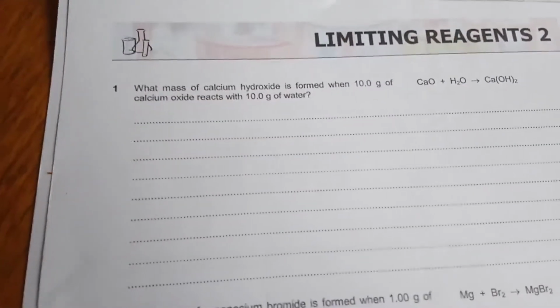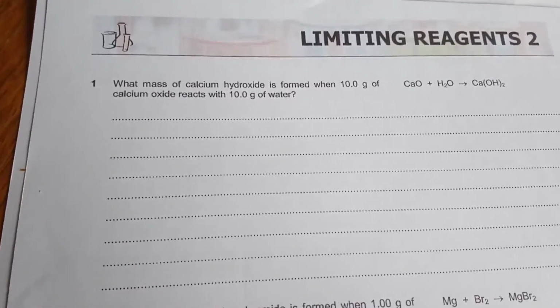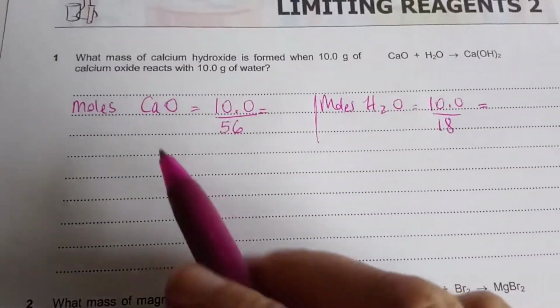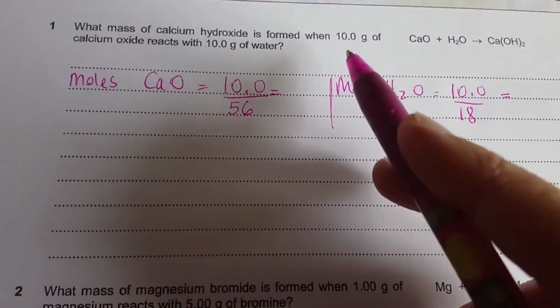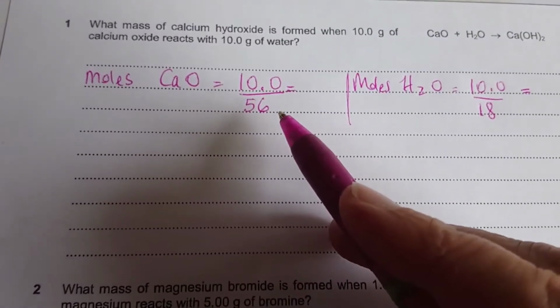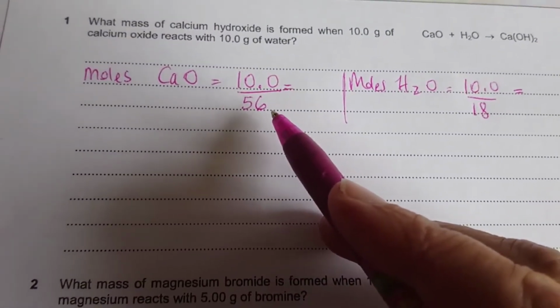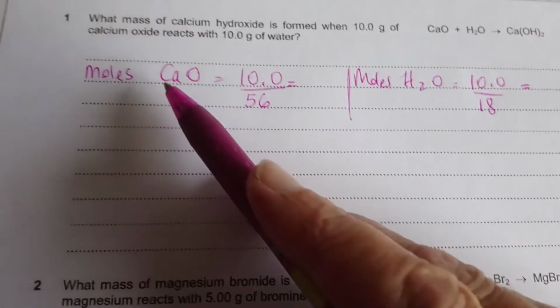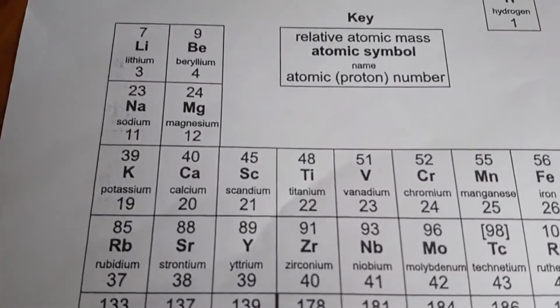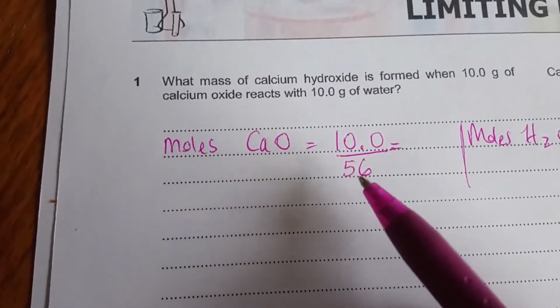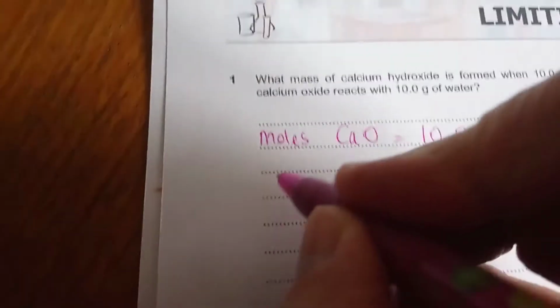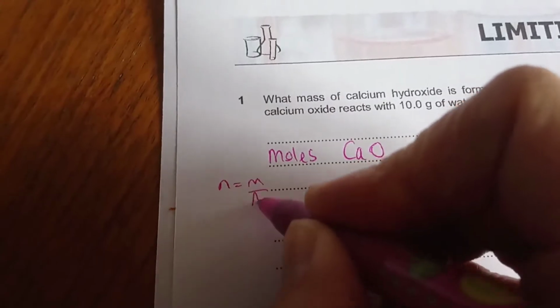So the first step always is to calculate moles. So I'm just going to pause the video while I write that out. Right, so here I've got my moles of calcium oxide is my mass, 10, divided by the formula mass, which is 56, and I know that because calcium on my periodic table is 40 and oxygen is 16. So add those together, you get 56. So that is n equals m over Mr.